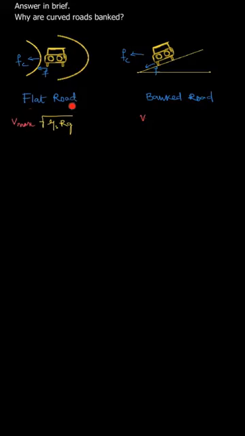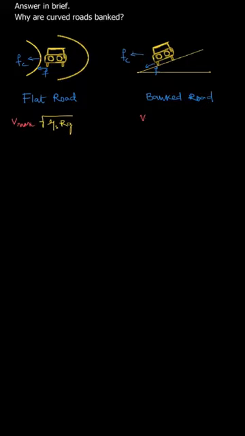Hello students, so we are asked to explain why curved roads are banked. Here we can see the diagram of two roads, one a flat road and another a banked road. On the flat road, the force of friction and centripetal force are both horizontal. In the case of a banked road, the force of friction is along the incline and the centripetal force is horizontal, right?